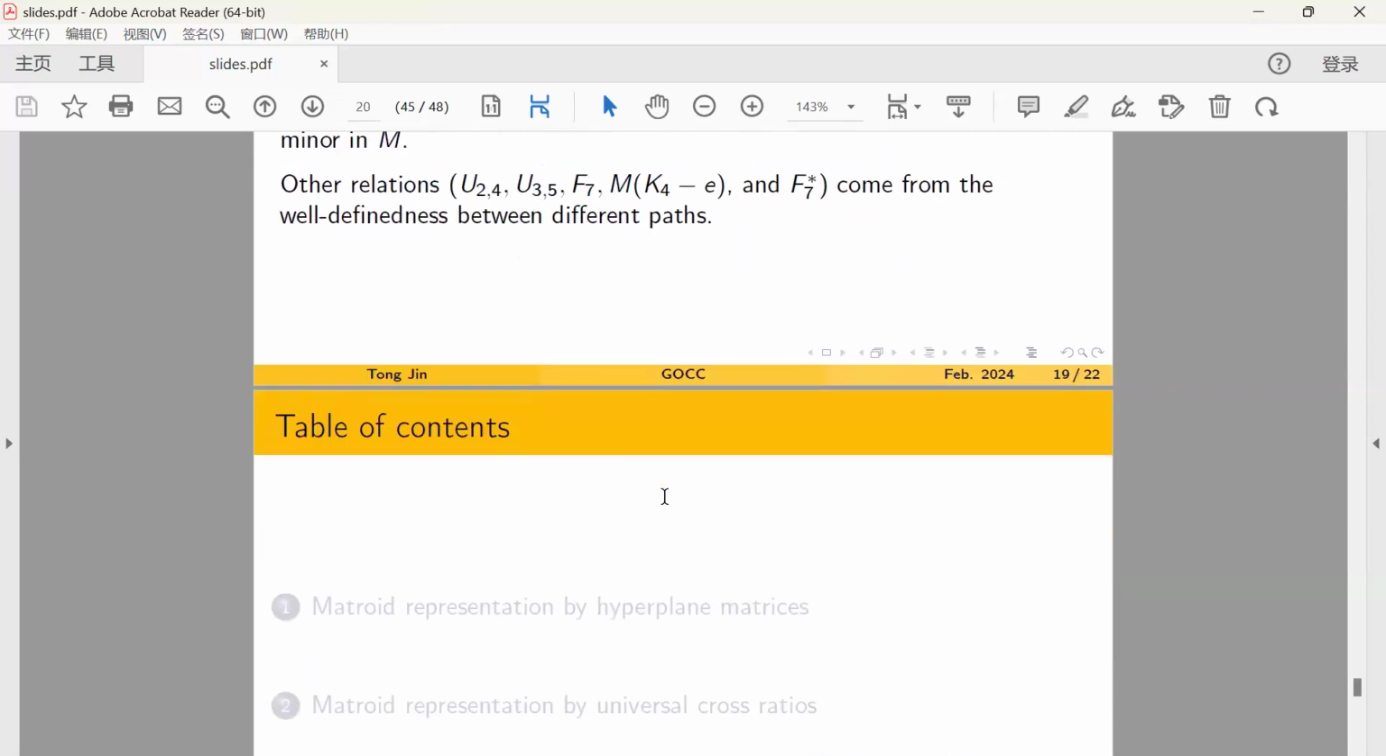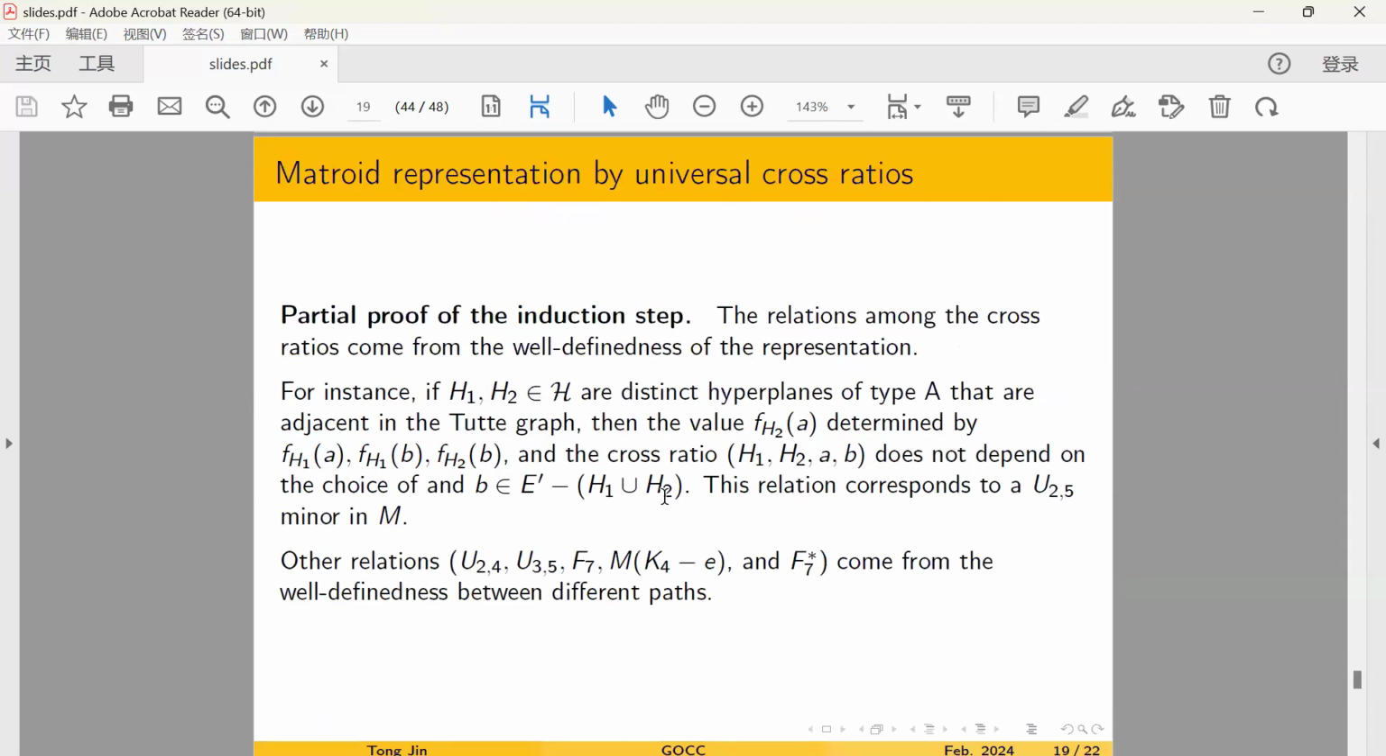And this is kind of the partial proof for the type A hyperplanes. And for type C, it is actually simpler than the type A case. So let me just skip that.